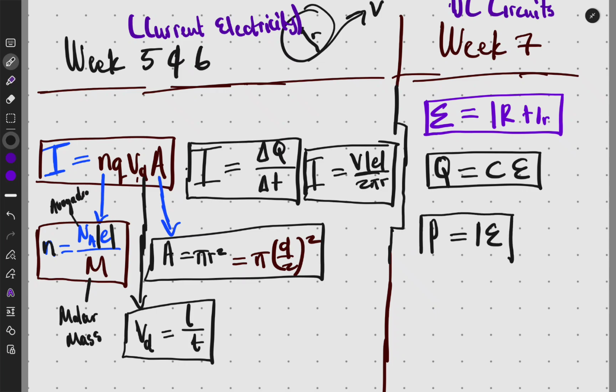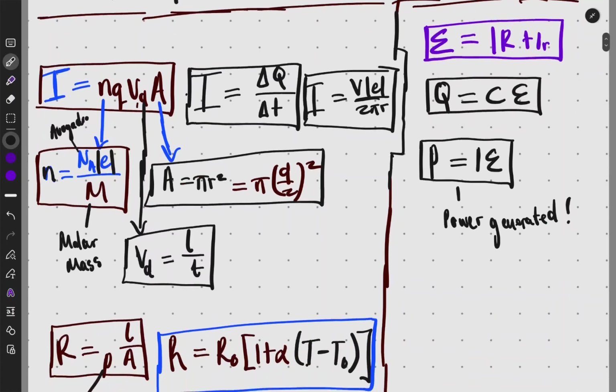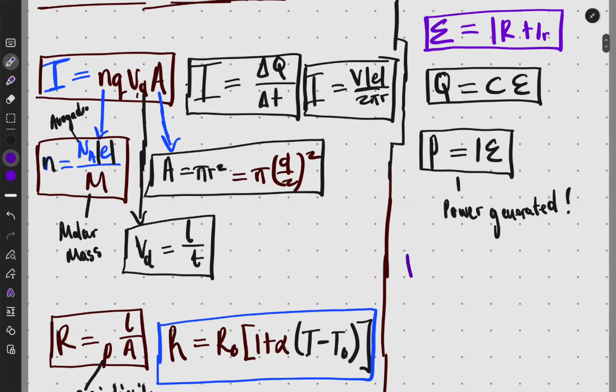Okay, because it could have been IV, VI is also, but we are now using E instead of a V. This is going to be the power generated. Then for us to get the power delivered, it is just delta V squared over R. This gives us the power delivered, or the other one, delta V I.